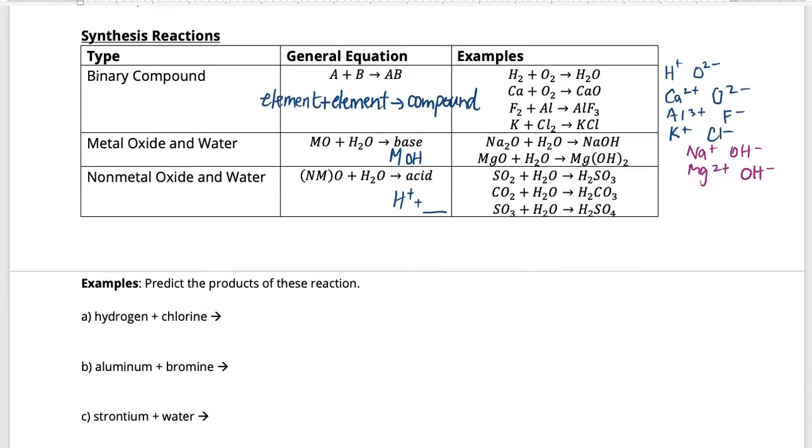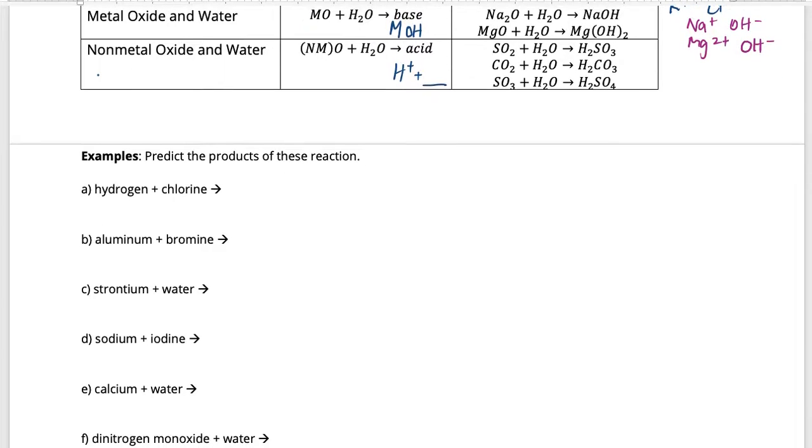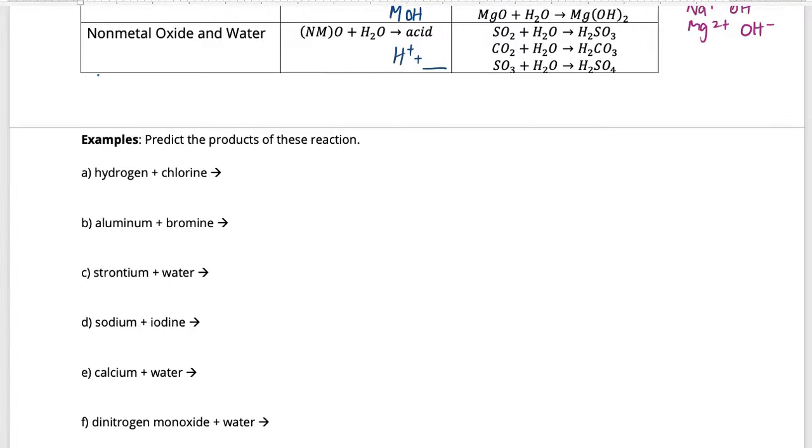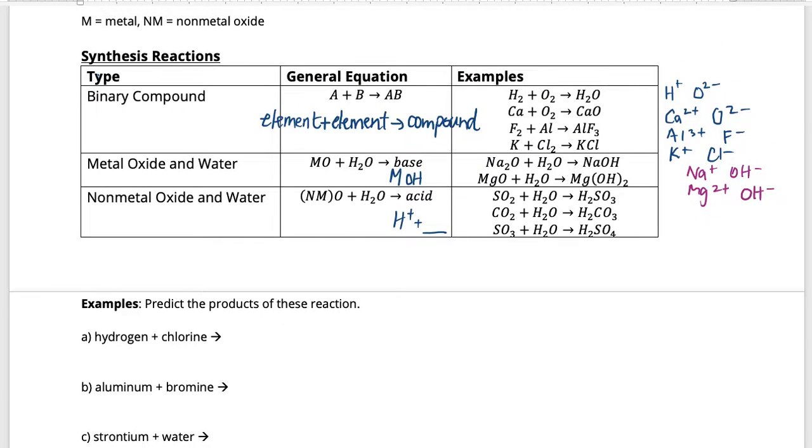Let's try some examples down here. So you can stop the video and try to predict the products for these ones using our table. Again, keep in mind that you want to get comfortable with the first column and the second column here. Those will be provided. These examples won't be here, okay? All right.